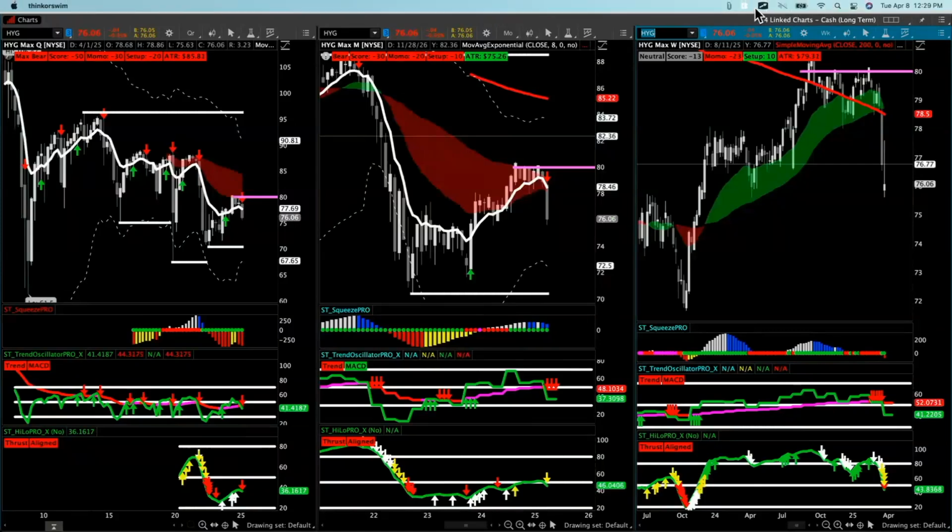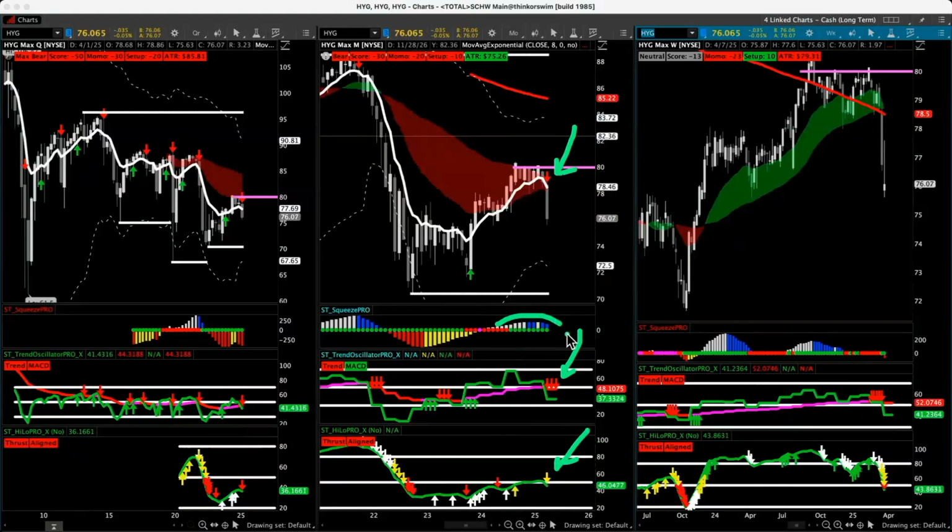So again, what are we looking for? We're going to keep things simple. We're just looking for signal alignment. What do we see here on the monthly chart? These are fresh signals, right? Also, notice how the squeeze histogram is starting to hook this way, right? So this again is just the beginning. So what does this tell me? Well, this tells me that this is going to go back to probably the COVID lows.